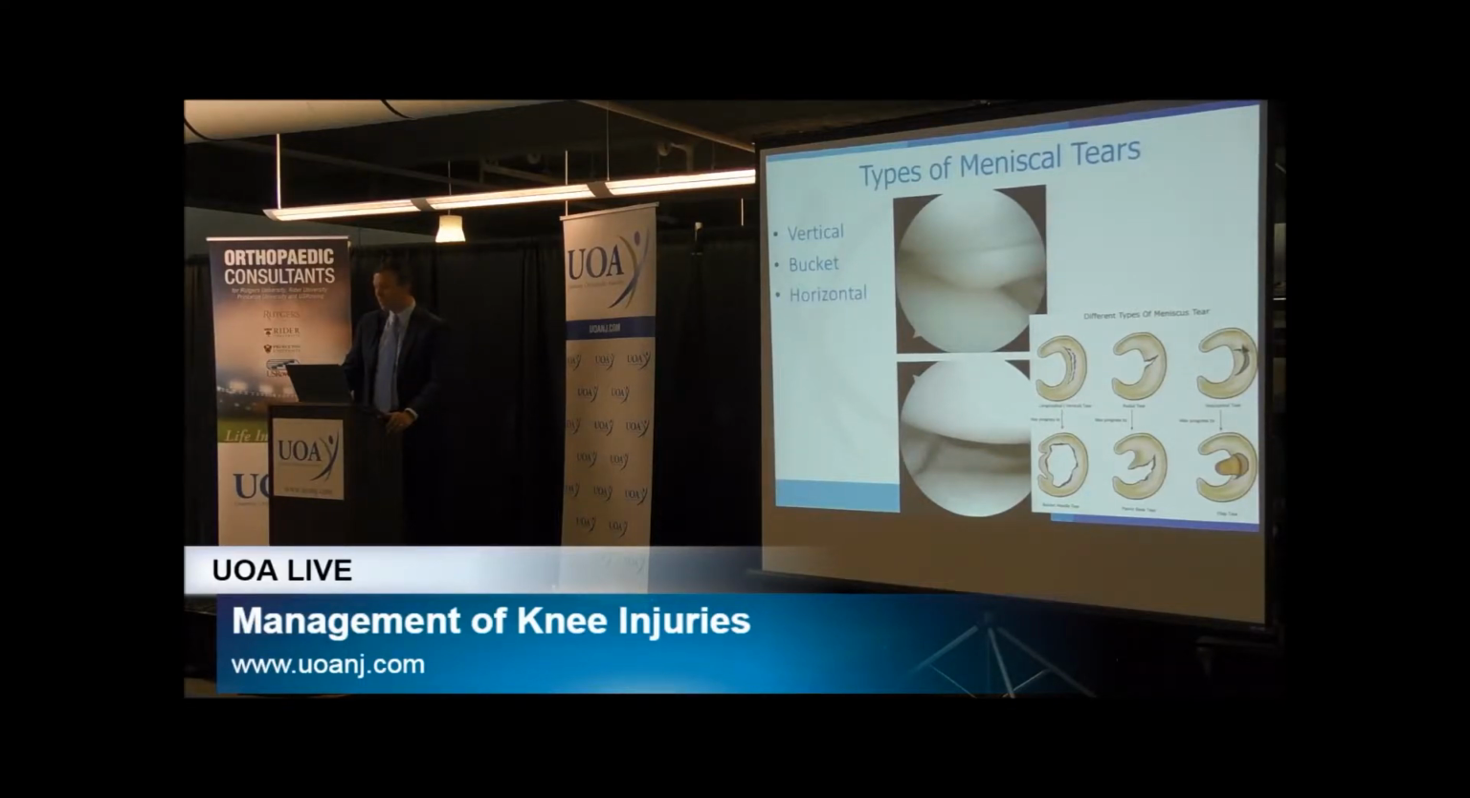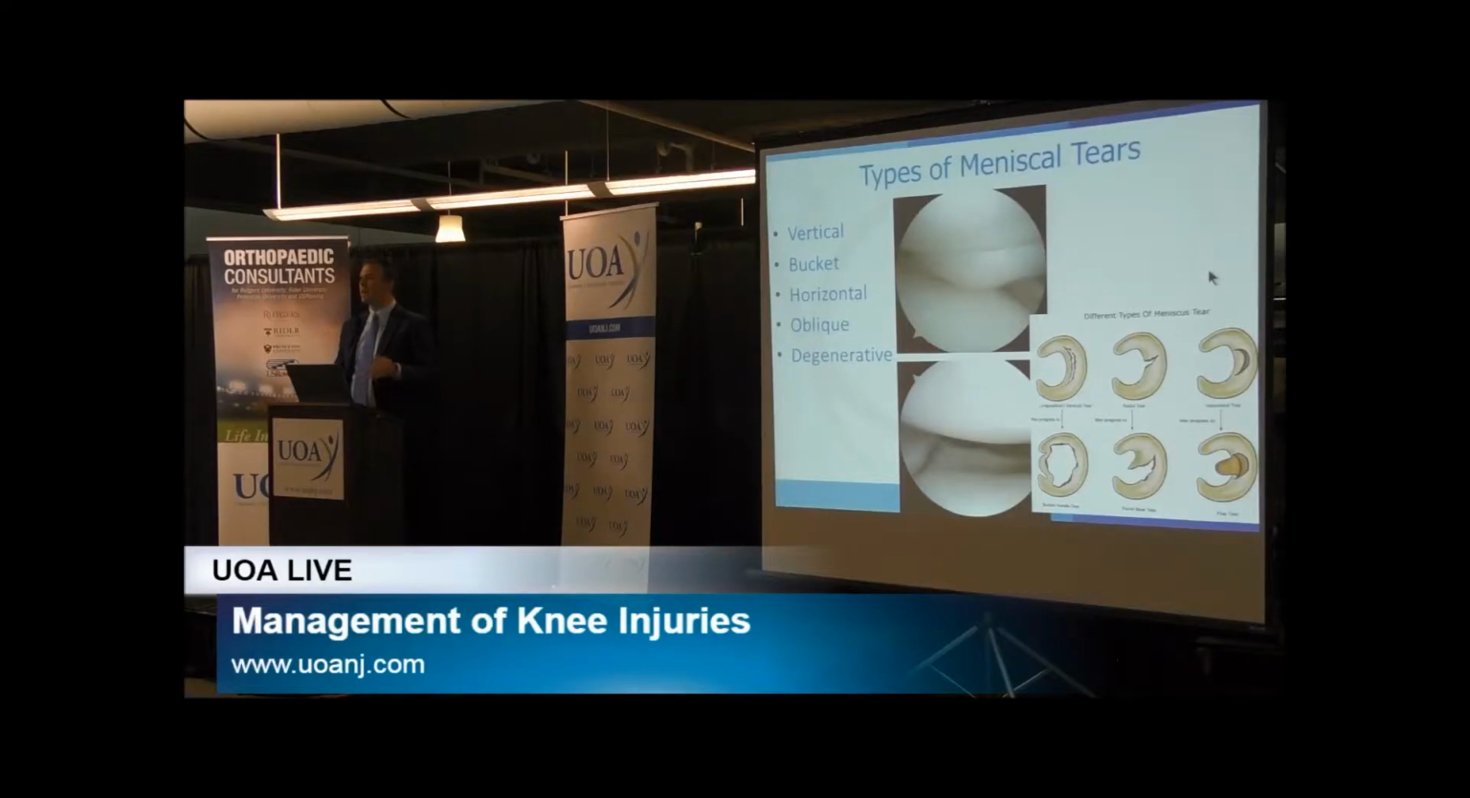So it's an important thing to look for and to find. Horizontal tears are tears that go through and basically split the meniscus in half. So you have a superior leaflet and an inferior leaflet, and many of those can be stable, and many of those may be treated very well with non-operative treatment.